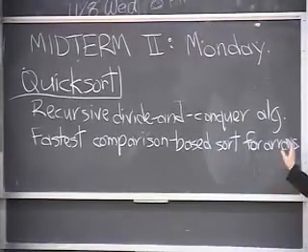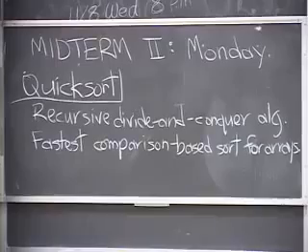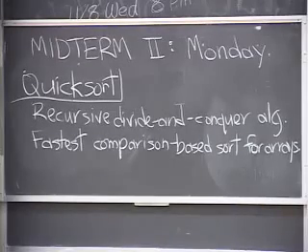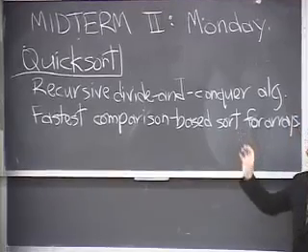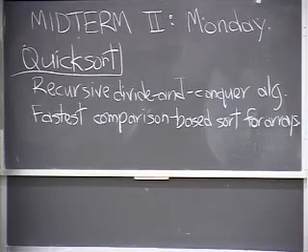When I say for arrays, that's another qualifier. For linked lists, merge sort is probably a little faster, but it depends on exactly how you code them. But in arrays, quicksort clearly comes out the winner in practice, because the constant factor hidden inside the big O notation is smaller than it is for merge sort.